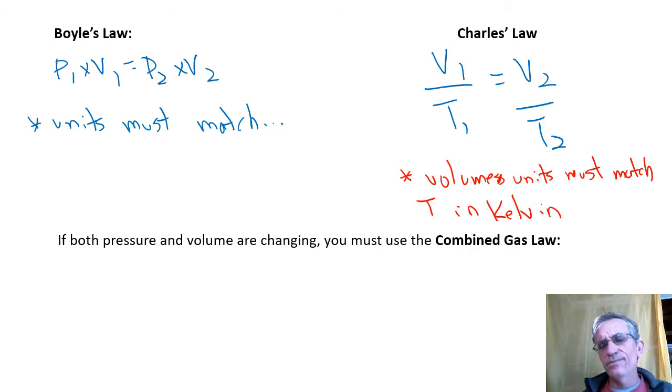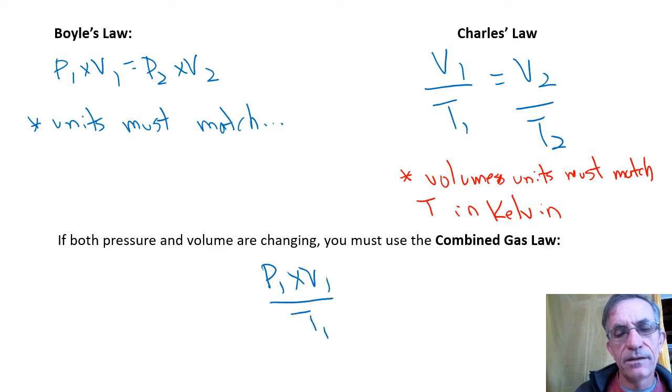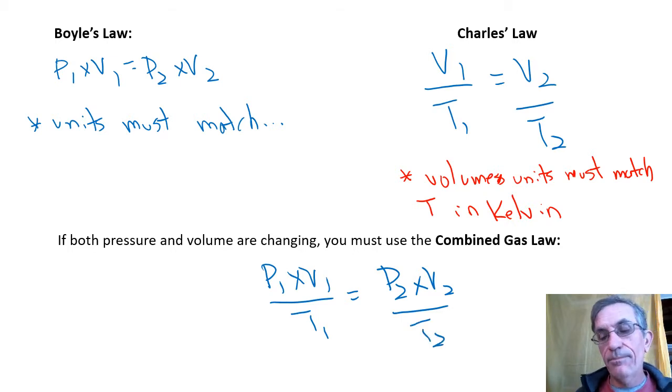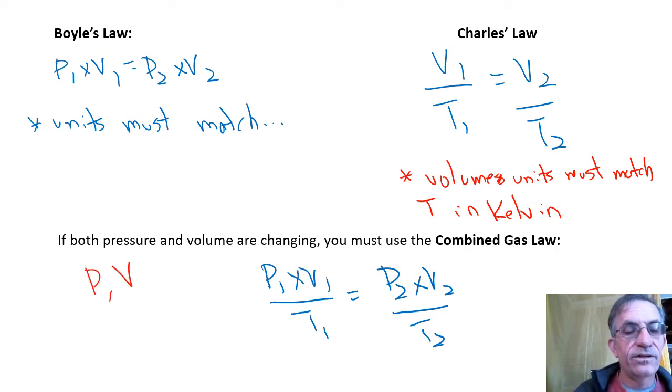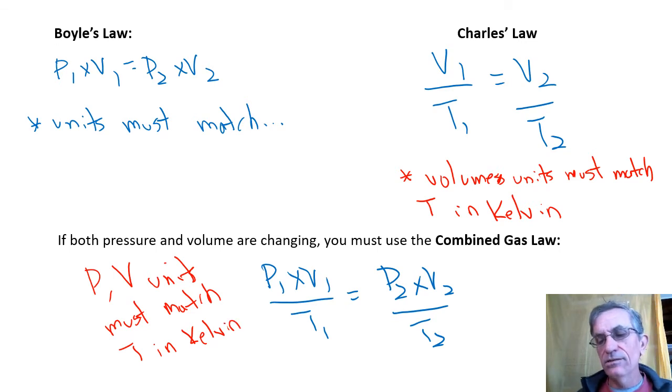All right, the last equation we talked about, this one we talked about during our Zoom session, is the combined gas law. That's just putting these two together. It should look like that. The rules for this one are that the pressure units and the volume units must match. And then, just like above, the temperature has to be in Kelvin. All right, with that quick review, let's move on to our big equation for this lecture.